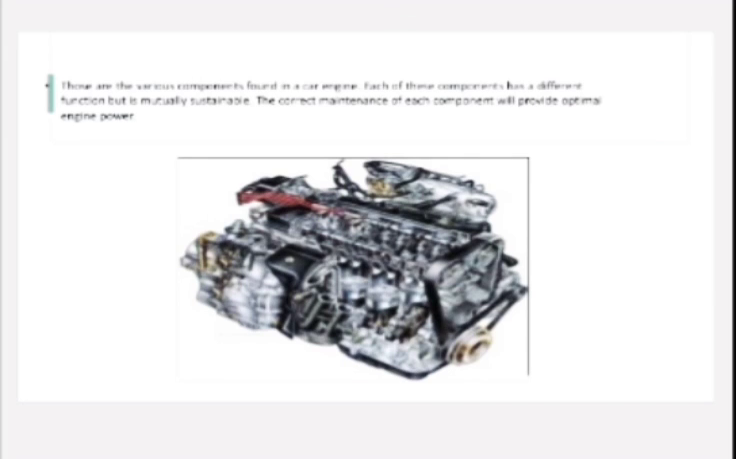Those are the various components found in a car engine. Each of these components has a different function but is mutually supportive. The correct maintenance of each component will provide optimal engine power.